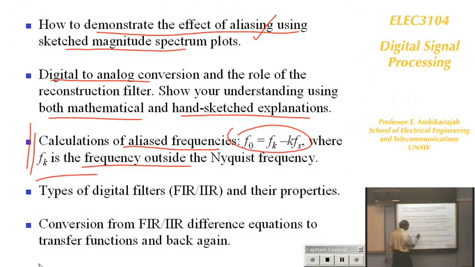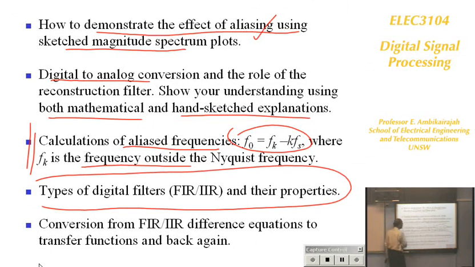Then we looked at the types of digital filters, FIR and IIR filters, and the different properties of them, and the impulse response of them, and also the coefficients and all of those. You should know the difference. Then conversion from FIR and IIR difference equations to transfer function and back again. So from the transfer function to difference equation to transfer function. You've done that many times.